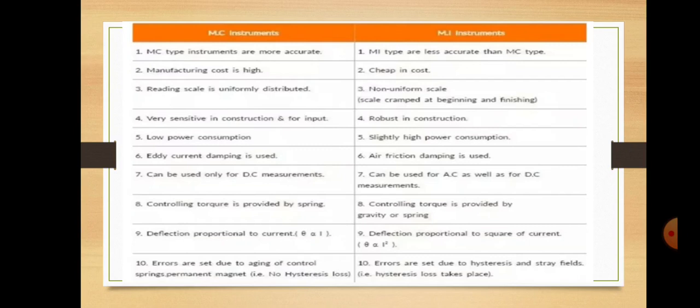Okay, so this is the difference between MC and MI instruments. So this is all about today's topic, that is moving iron instruments. Please go through this topic and we will see you in the next video lecture with a new topic. So up till now we have studied the PMMC, that is permanent magnet moving coil instruments, and moving iron instruments. So thank you. See you in the next video.